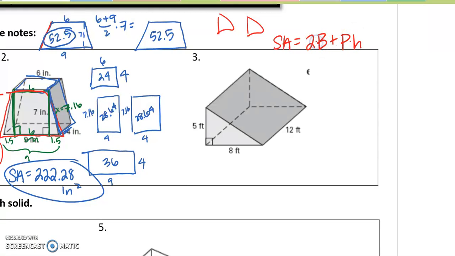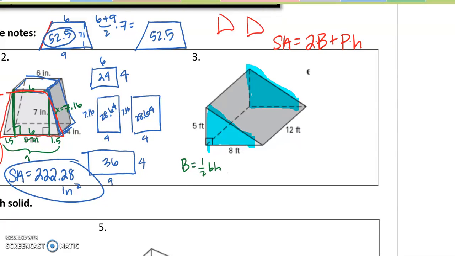Now, what's important here is identifying our base. Our base is the congruent shapes that are opposite each other. So in this case, the base is not what appears to me to be the bottom. The base is actually the 2 triangles. In a prism, you have to have 2 congruent bases. That's how you kind of identify. So there's my bases. So to find the area of that base, it's a triangle. So I'm going to use 1/2 base times height.